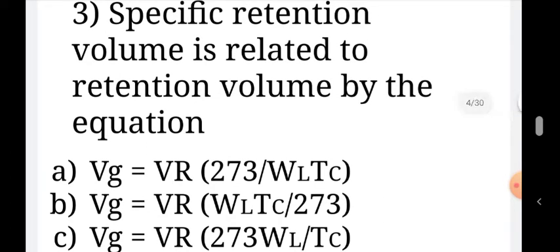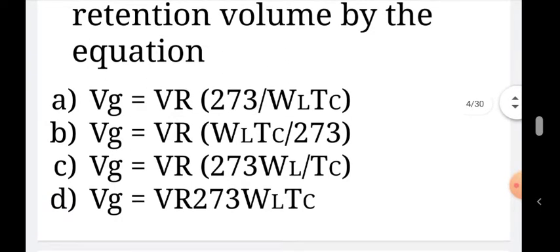Specific retention volume is related to retention volume by the equation: Vg is equal to Vr into 273 by WLTC; Vg is equal to Vr into WLTC by 273; Vg is equal to Vr into 273 WL by TC; Vg is equal to Vr 273 WLTC. The correct answer is the first one. Vg is equal to retention volume into 273 upon WLTC. That is, A is the right answer.